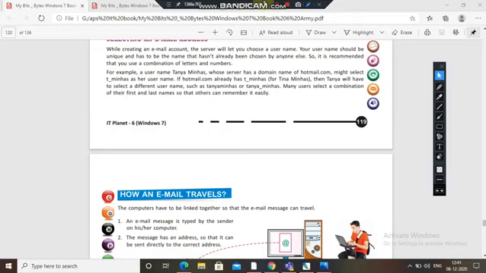So it is recommended that you use a combination of letters and numbers, both. For a username like Tanya Minas, you have seen this example, T_Minas, so I don't have to explain much.